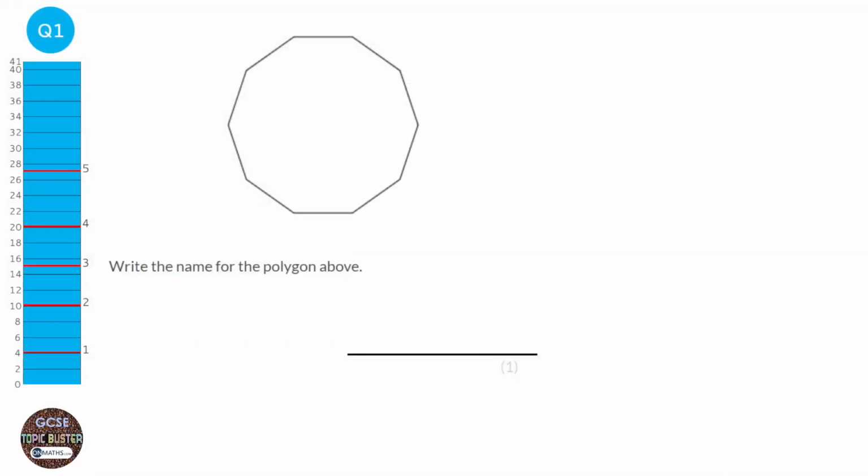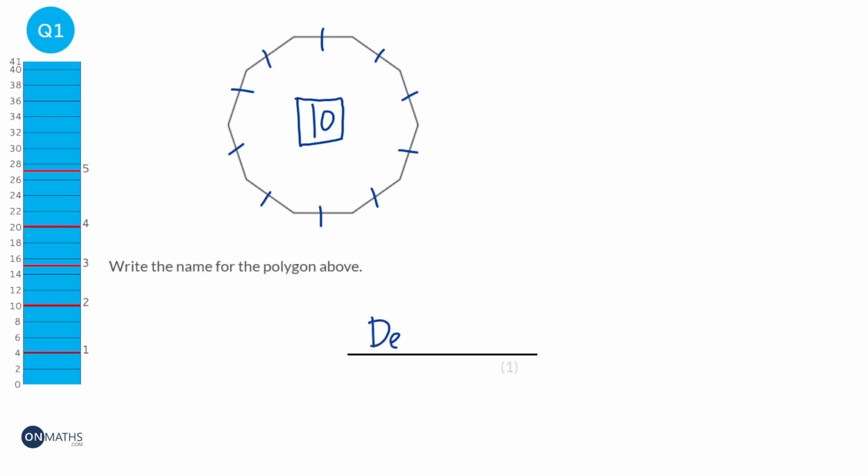So with this question, we need to first of all count how many sides this polygon has. So it's going to be 1, 2, 3, 4, 5, 6, 7, 8, 9, 10. So it's 10 sides. And we just need to know that a 10-sided shape is a decagon. Now we are expected to know all of the names of shapes between 3 and 10 sides. So if you don't know them already, just sit down and learn them.